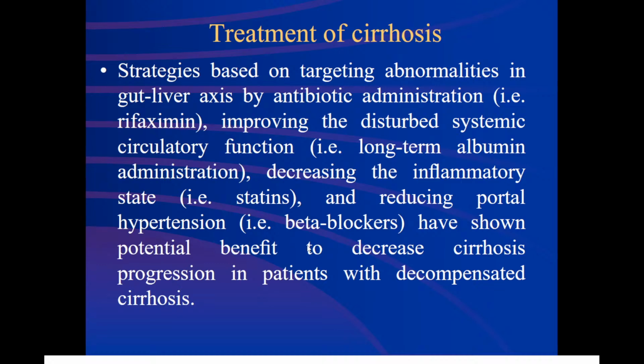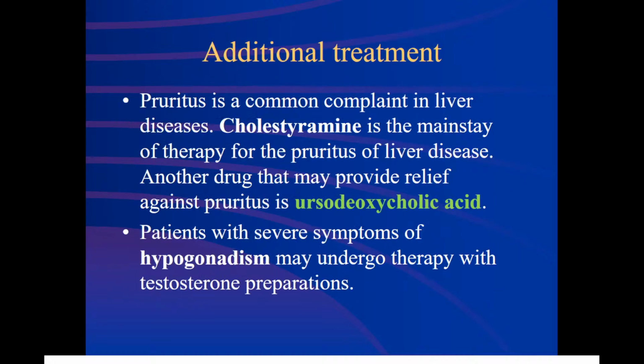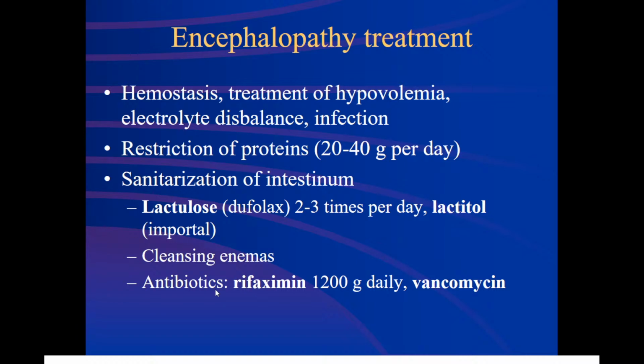They are not harmful. And beta blocker, first of all, it is the old beta blocker, anaprilin, which is helpful to reduce portal hypertension. Now, for itching and for pruritus, you can use ursodeoxycholic acid. I mentioned previously that there may be symptoms of hypogonadism in men. In this case, you may recommend testosterone preparation.